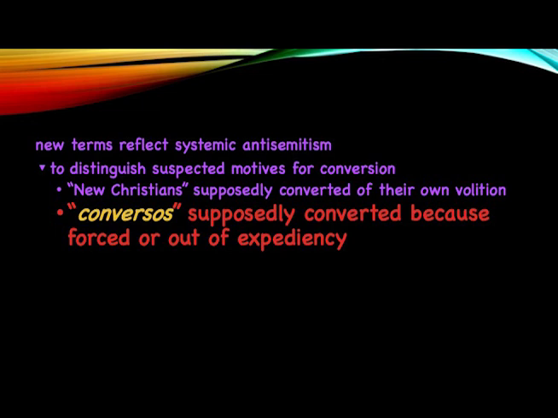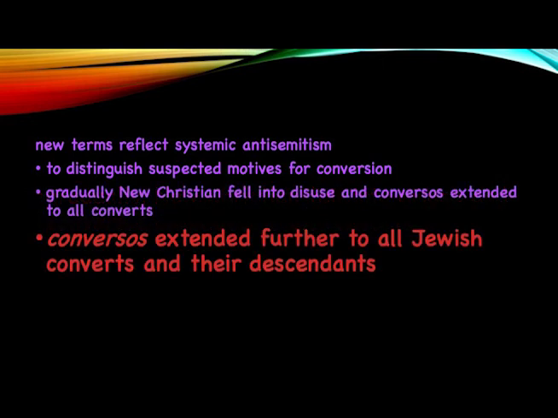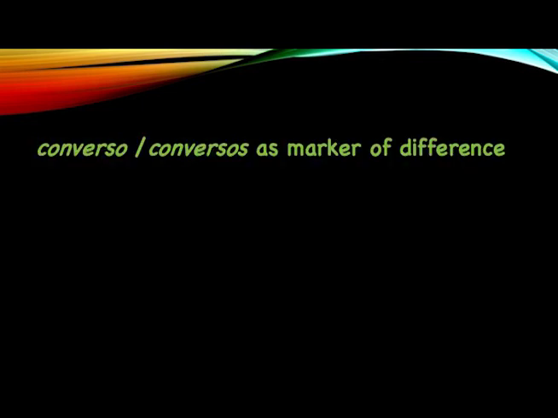There can be no doubt that the two terms were used in a pejorative sense from the manner in which they included assumptions about the intentions of the converts that only the converts could know. Gradually, the term New Christian fell into disuse, while the term conversos was extended to all Jewish converts. The term conversos was then extended further to include the descendants of Jewish converts, even over many generations. The term conversos became an accepted marker of difference that spelled trouble for the former Jews and their descendants.